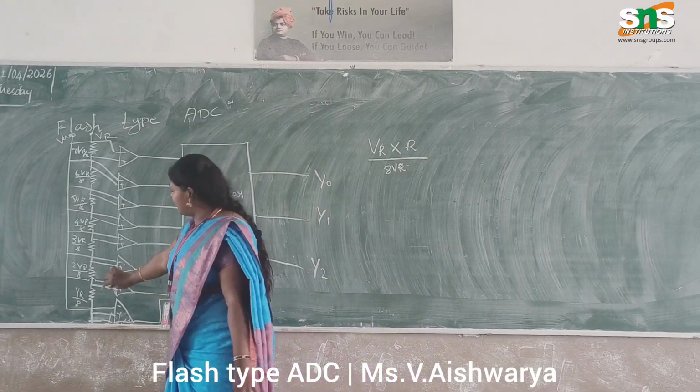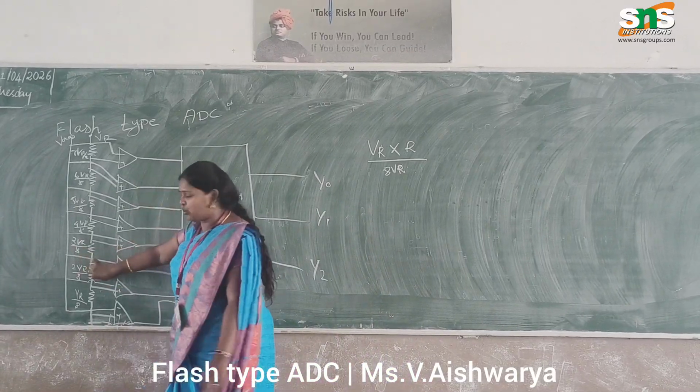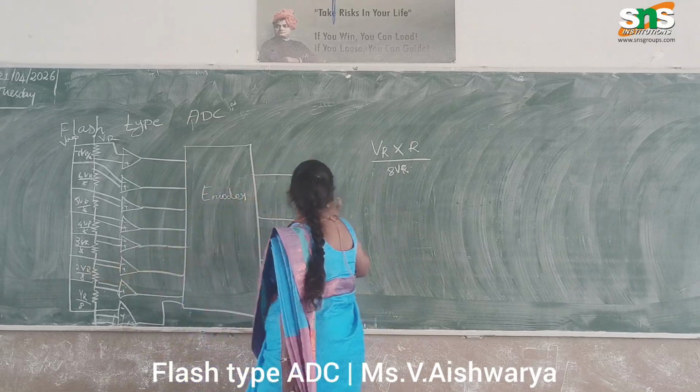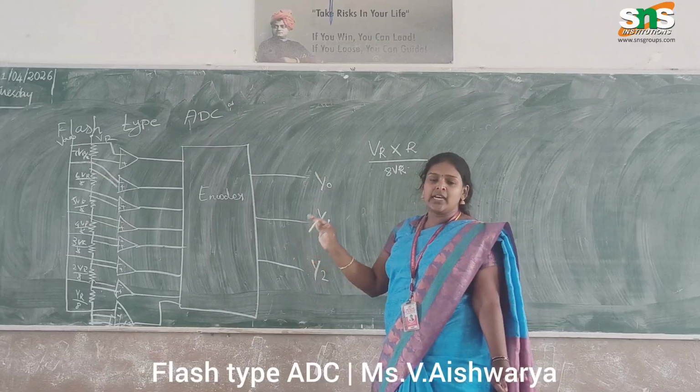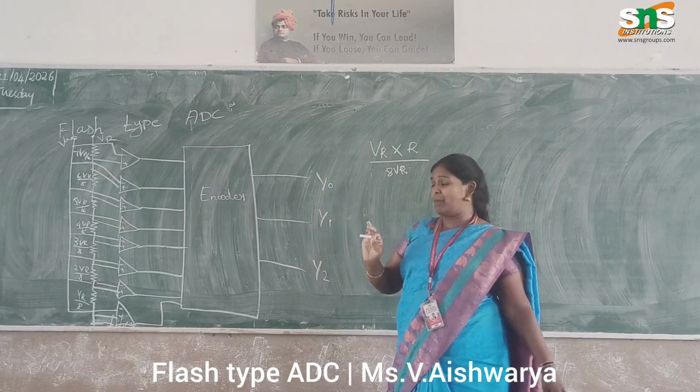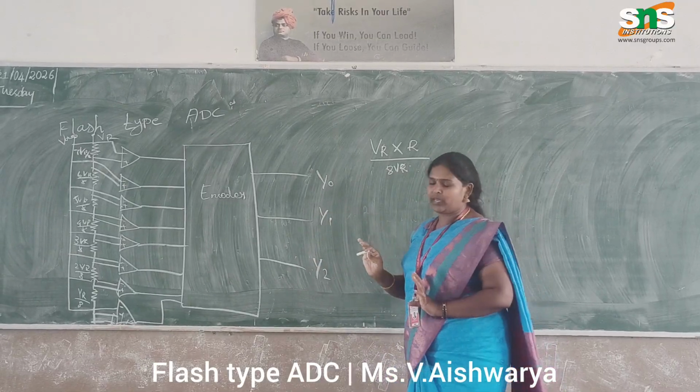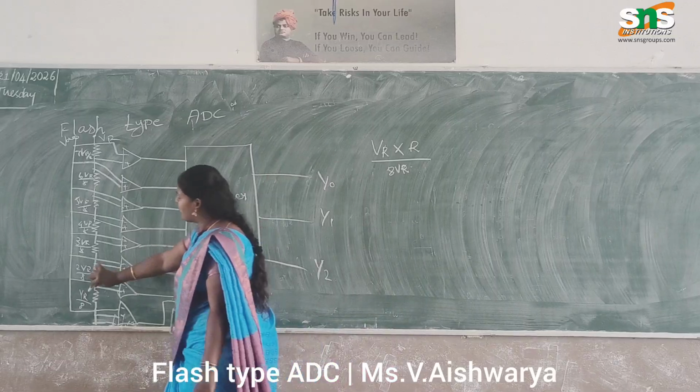Next, after that is 2 VR by 8. The same procedure applies: the corresponding voltage into the corresponding resistance, divided by the sum of the resistances in the circuit. That's why I write this formula.